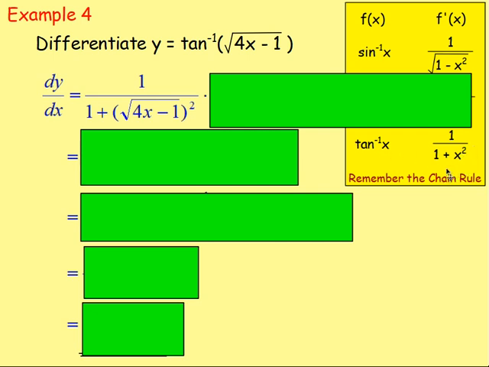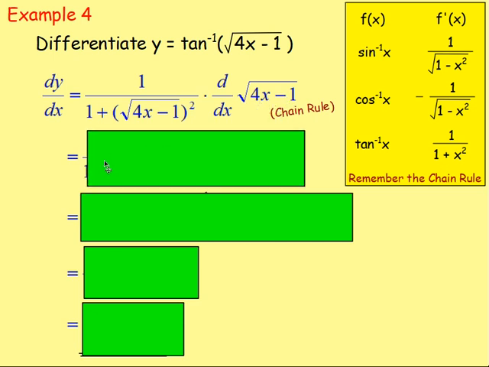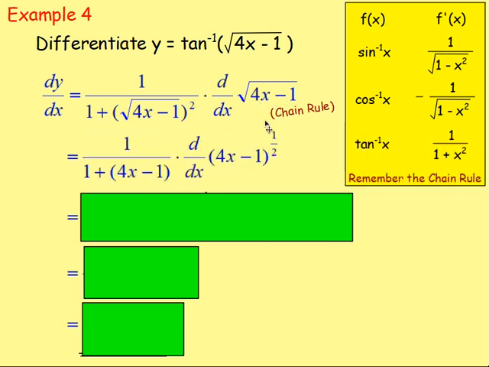What do you need to do then? Good, you multiply that by the derivative of the bit in the brackets. So you multiply by, if you differentiate with respect to x, the square root of 4x take away 1. It's just the chain rule that you are using. How would you differentiate the square root of 4x take away 1? Yeah, you'd have to write that as 4x take away 1 to the power of a half. So I'm just going to write that as 4x take away 1 to the power of a half.